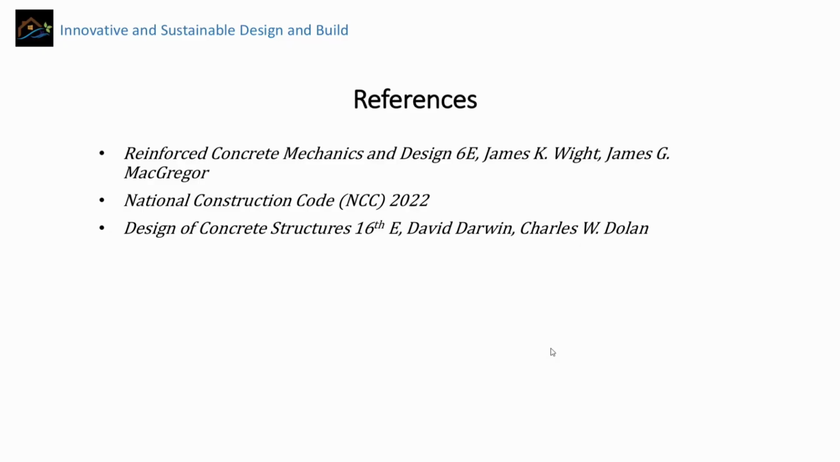The last slide is about references. As I told you, we use Reinforced Concrete Mechanics and Design, 6th edition, or the 7th edition is also available. And we can recommend reading the National Construction Code 2022 and the Design of Concrete Structures, 16th edition. As I told you, these are our references for preparing these slides and this lecture series. We might also use various pictures, diagrams, and figures from various sources.